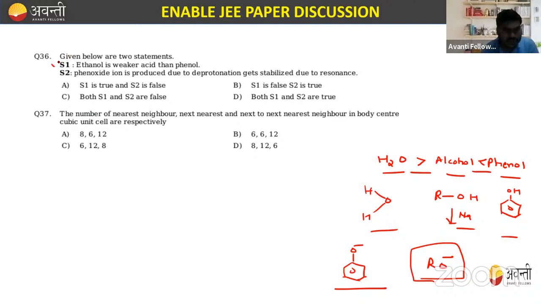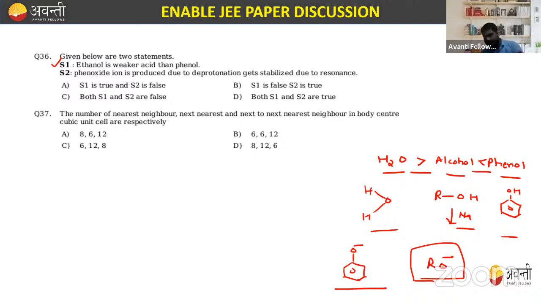So statement number one: ethanol is a weaker acid than phenol. Yes, this is absolutely correct. Next, statement number two: phenoxide ion produced due to deprotonation gets stabilized due to resonance. Yes, this is also correct, and that's why phenol is more acidic.